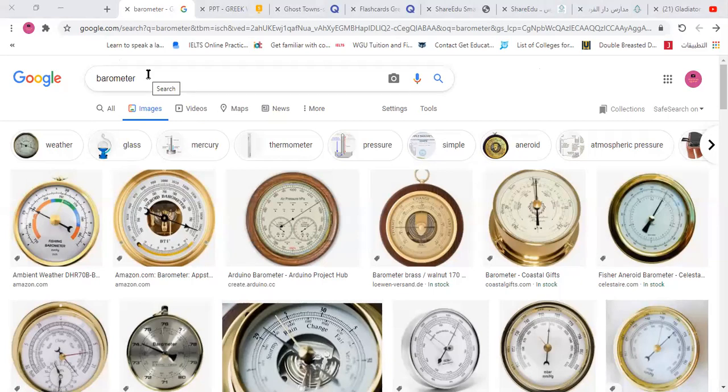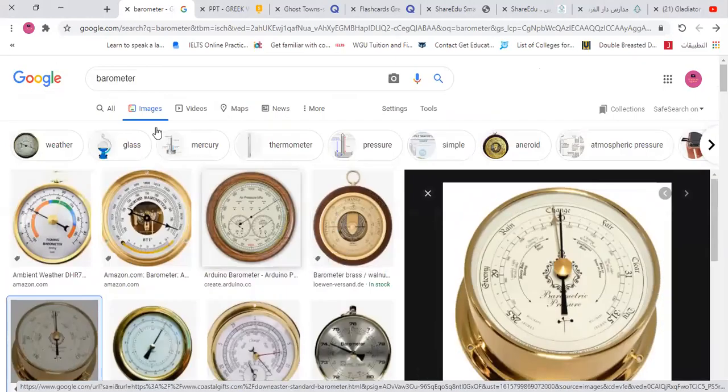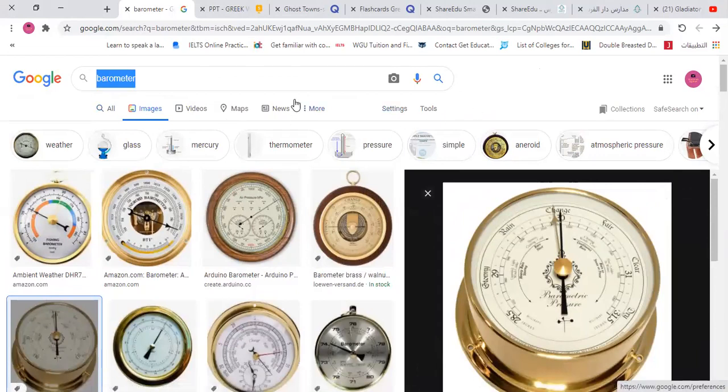So we need a certain amount of the air inside the room so we keep the precious thing in a good way. So we need what? We need something to measure the pressure of the air. So what are we going to use? We are going to use barometer. Barometer, we use it to measure the air itself and the pressure of the air.